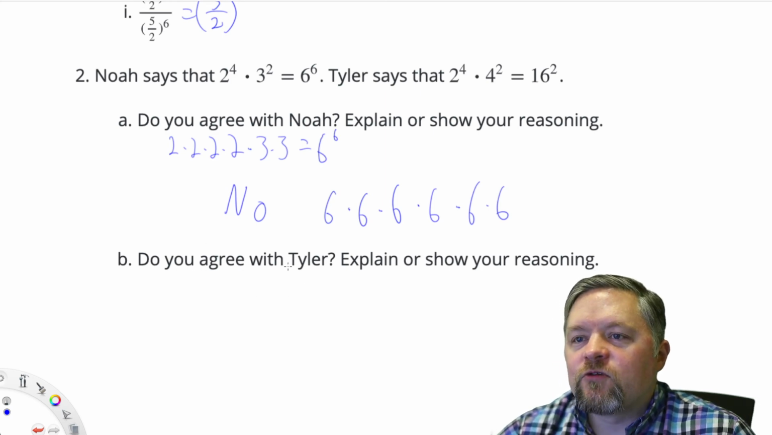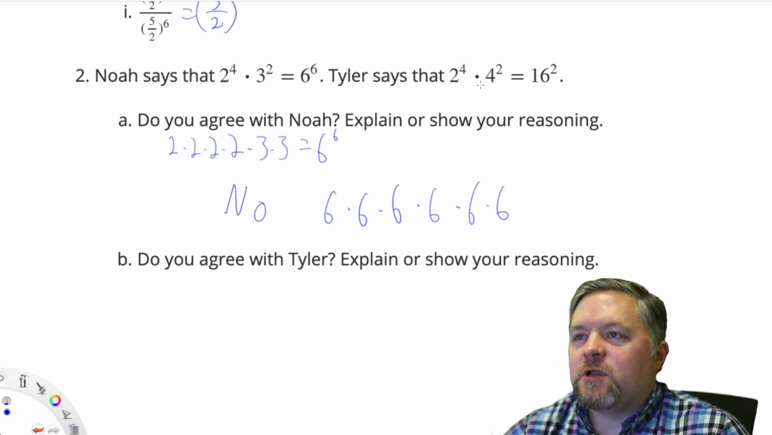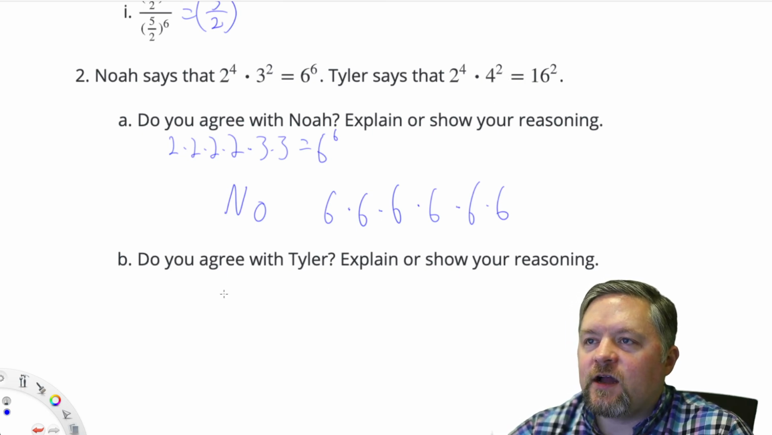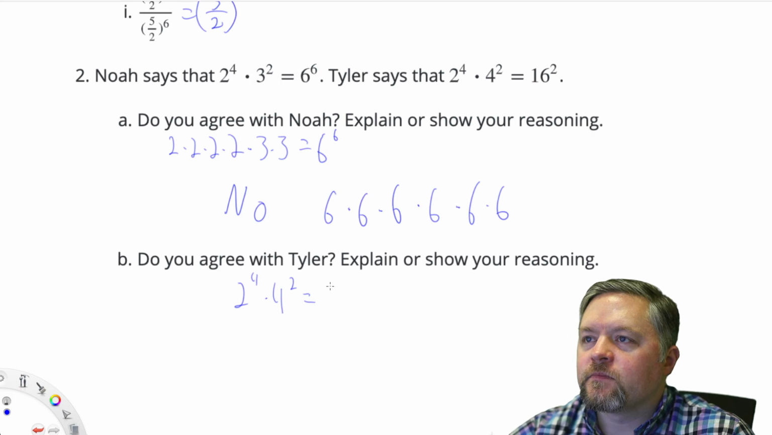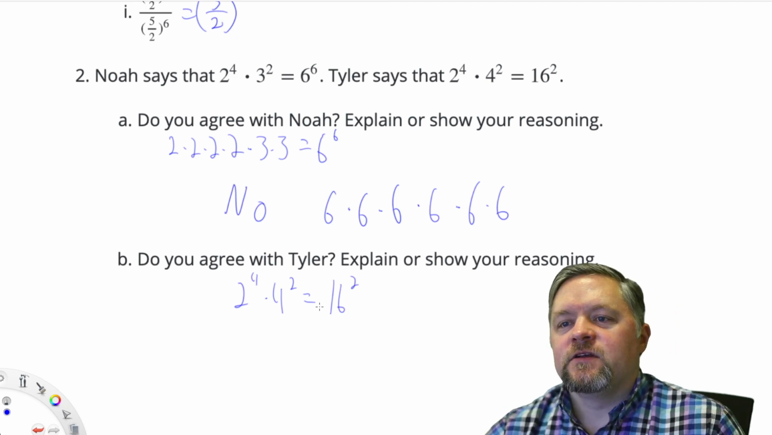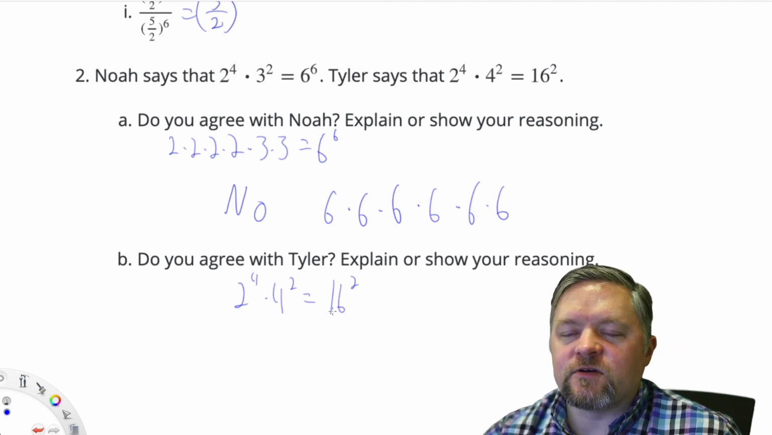Okay, do you agree with Tyler? Explain or show your reasoning. So Tyler has 2 to the 4 times 4 squared equals 16 squared. So let's think about what these are going to mean.